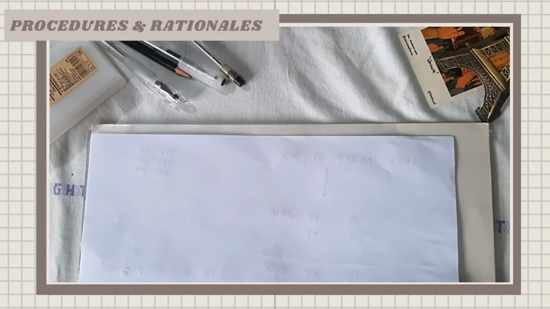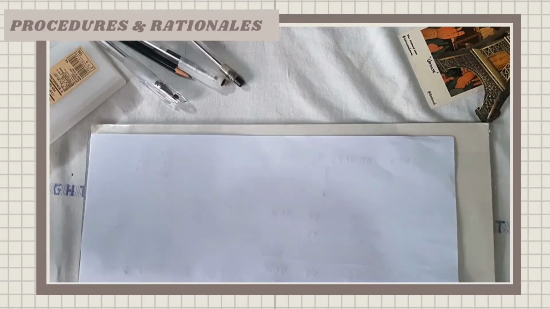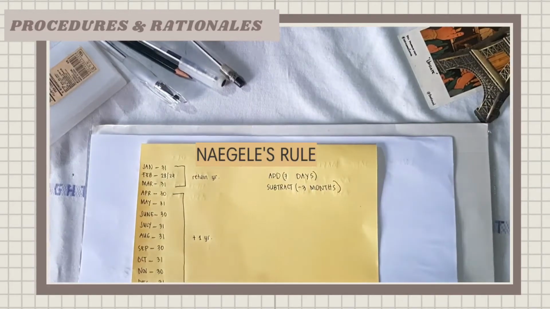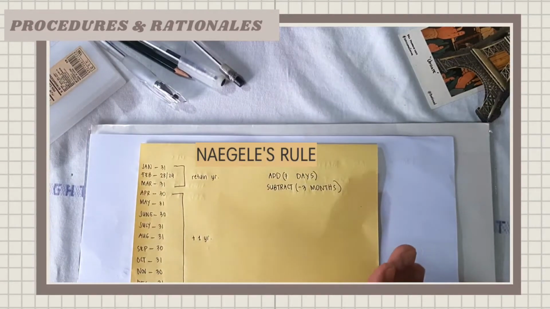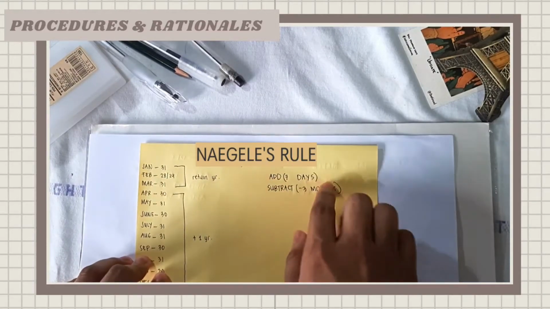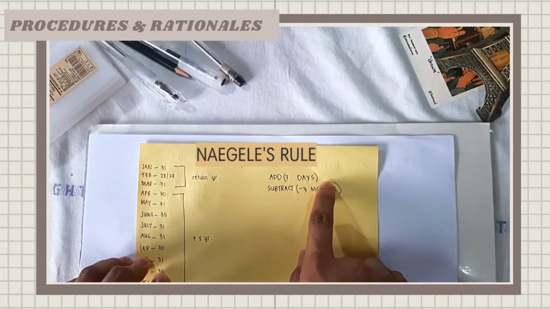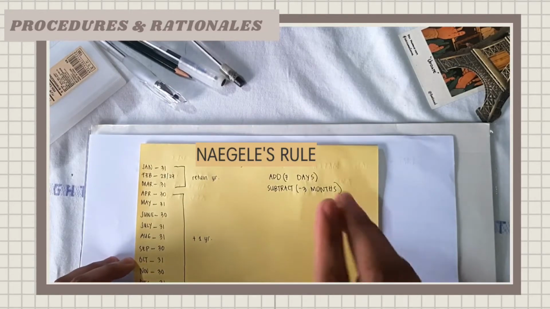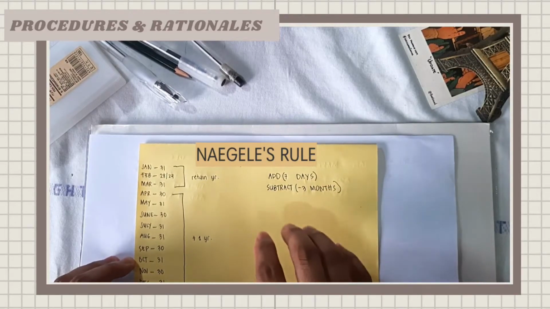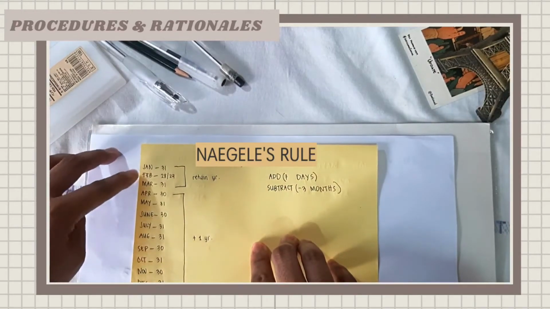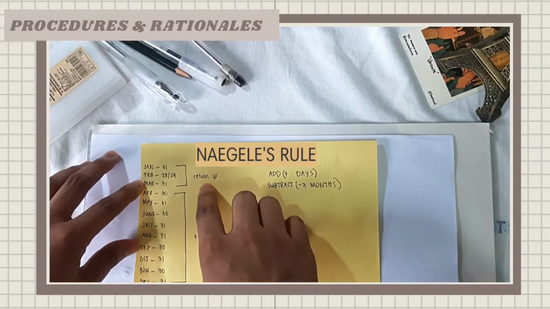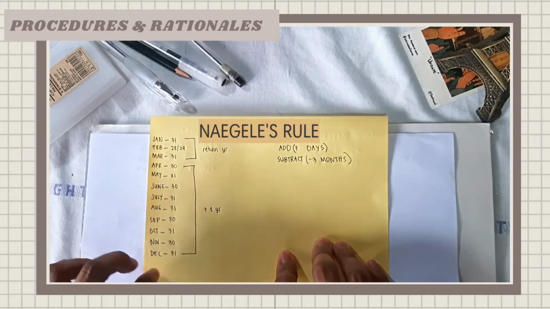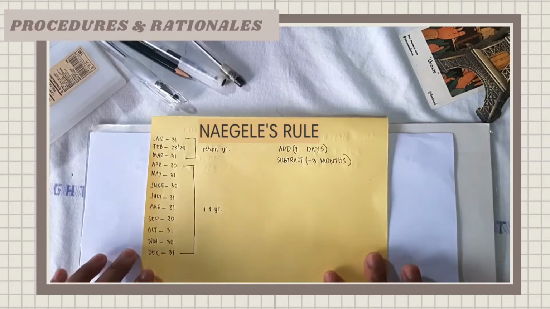Now we are going to discuss Nagel's rule. With the rule of Nagel, we are going to add 7 days to the LMP and subtract 3 months from it. So you have to remember that for months from January to March, you retain the year, whilst from April to December, you have to add 1 year.